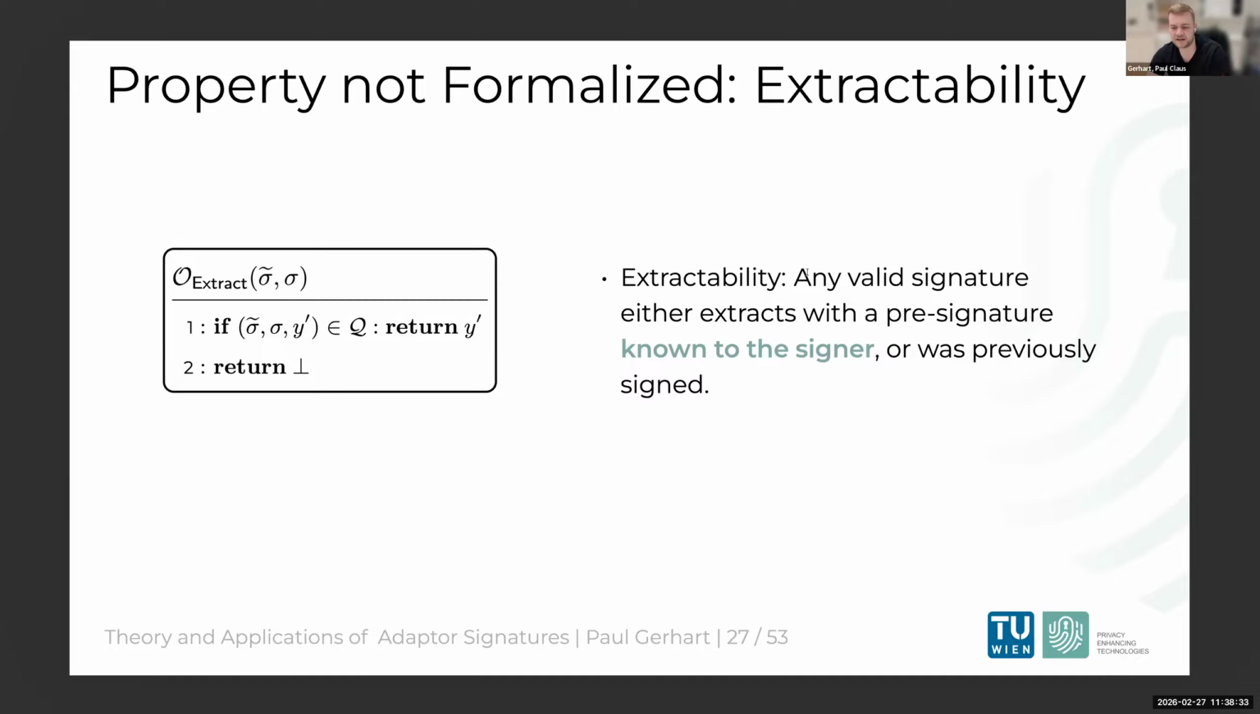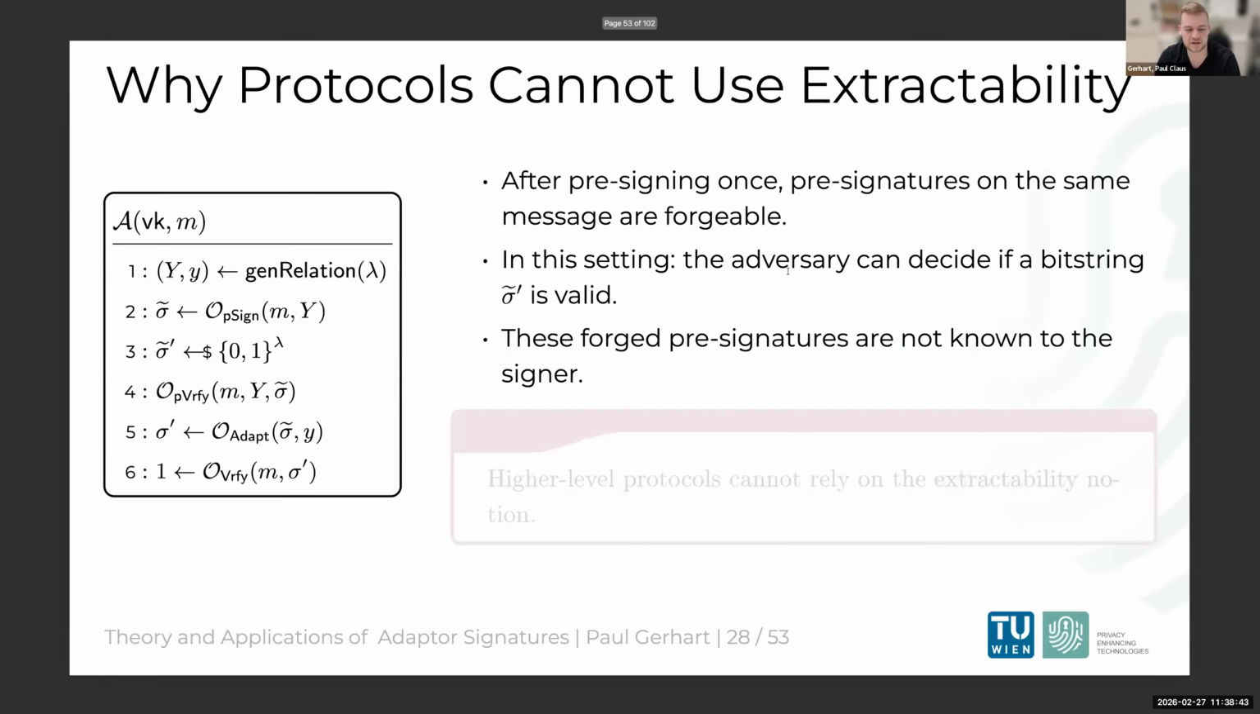Okay, so the problem is, extractability says any valid signature either extracts with a pre-signature known by the signer or it was previously signed. Now, as we look at the adversary, he can do the following. He creates a relation, runs pre-sign, samples a random pre-signature, runs OP verify, and if you remember, the adversary can decide if it's valid or not. And then once it runs OP verify, it can run adapt and verify. I mean, this is a relatively simple run in 4 lines.